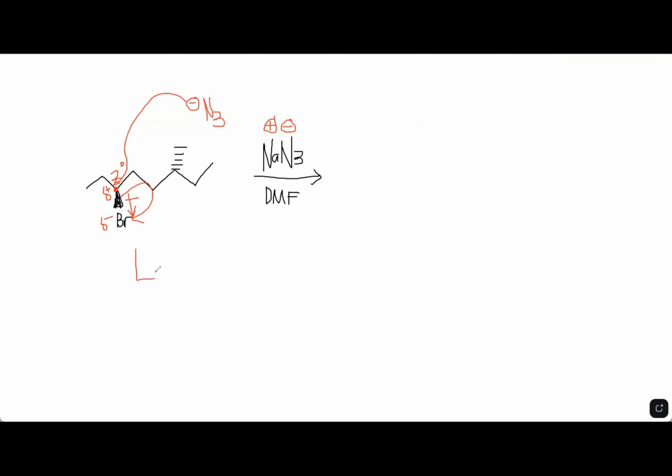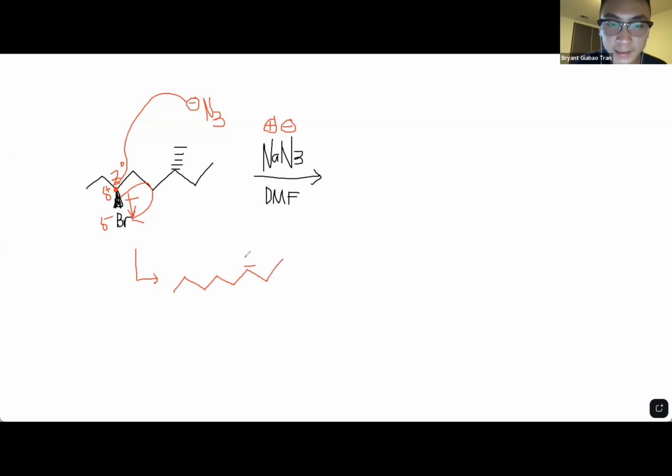And then the transition state would look something like this, where we know it's a backside attack. These dotted lines show that the bond between bromine and carbon is being broken, and these dotted lines on top show that the bond between carbon and N3 is being formed. This is happening at the same time. This bond is being formed and the other bond is being broken at the same time. And you notice how the nucleophile and leaving group are 180 degrees apart from each other?